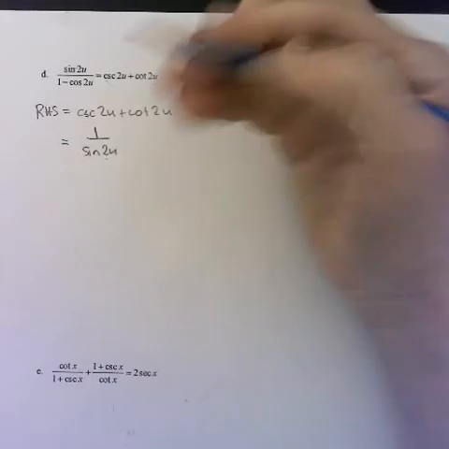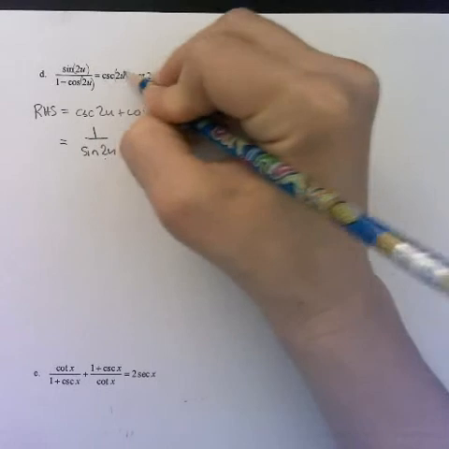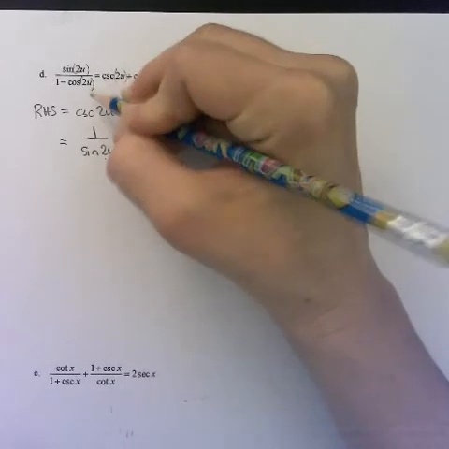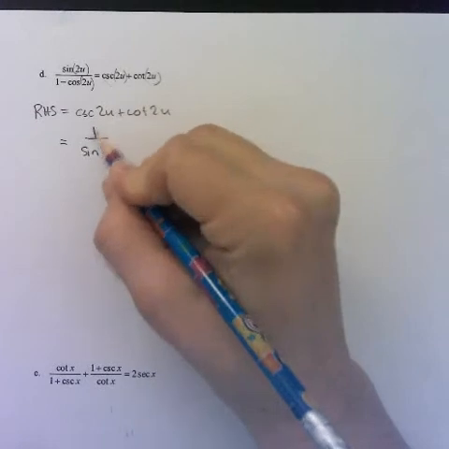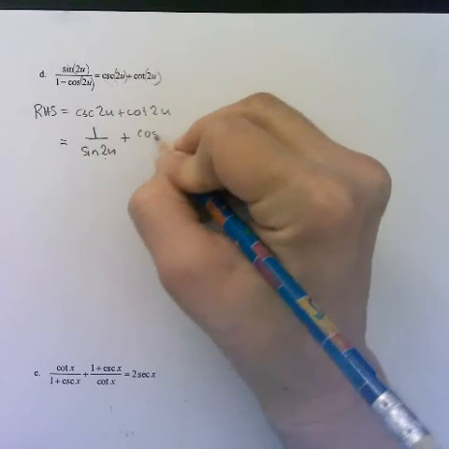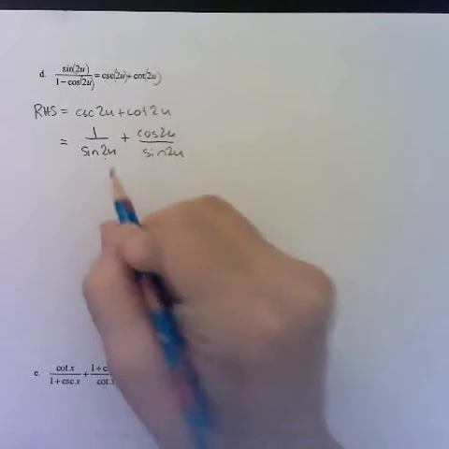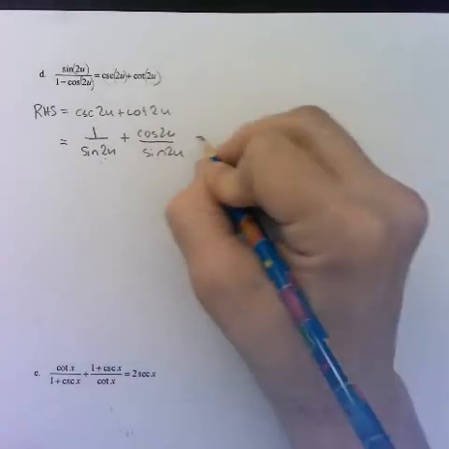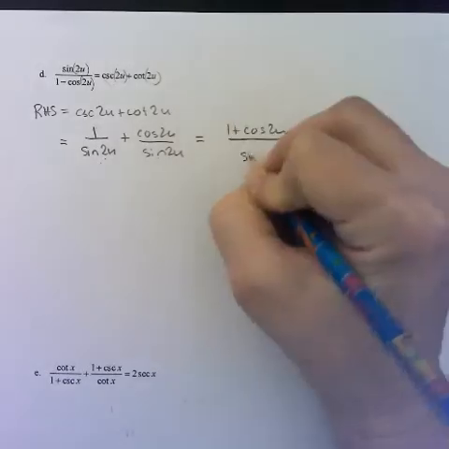Oh, I should mention the 2u here, don't be confused by that. That just means the input is 2u, double u, instead of just u. You just have to write 2u in every expression. It doesn't change how you do the problem. So cosecant of 2u is 1 over sine 2u. Cotangent of 2u would be cosine 2u over sine 2u. And notice this already has a common denominator, so this is 1 plus cosine 2u over sine 2u.